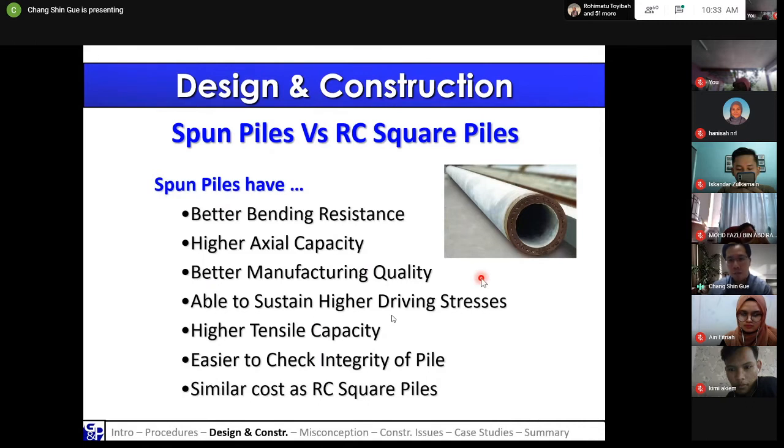And also in terms of cost, both piles are similar. Usually the spun piles will be slightly more expensive, but sometimes it can be cheaper as well. It depends on the availability in the market. Sometimes the manufacturer may have a lot of spun piles, so then the price may drop. But typically the costs of these two piles are quite similar.